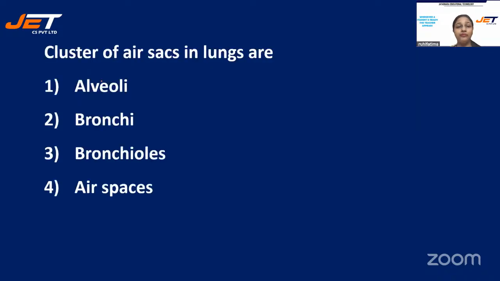Next question. Cluster of air sacs in lungs are, and your options are number 1, alveoli, option number 2, bronchi, option number 3, bronchioles, or is it option number 4, air spaces? Hurry up, students. This is a very easy question.